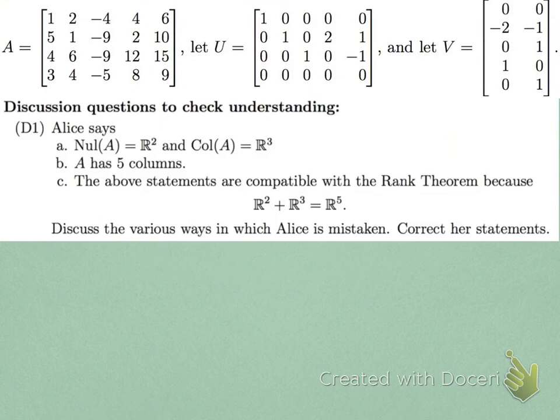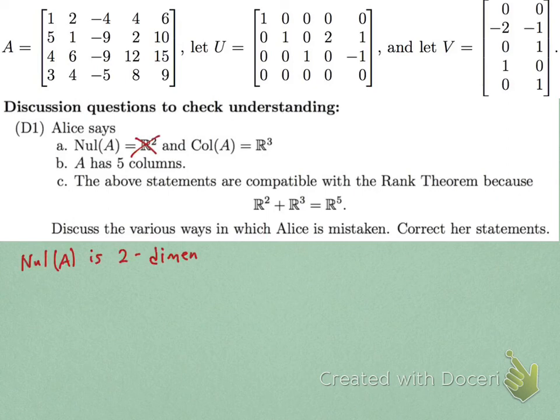And finally, I want to consider the discussion question. So Alice says the null space of A is R2, the column space of A is R3, A has 5 columns, and that's compatible with the Rank-Nullity theorem because R2 plus R3 is R5. And so there are various ways in which Alice is mistaken. I think she understands some of what's going on, but she's just saying it incorrectly. And so let's go through this and correct her statements.